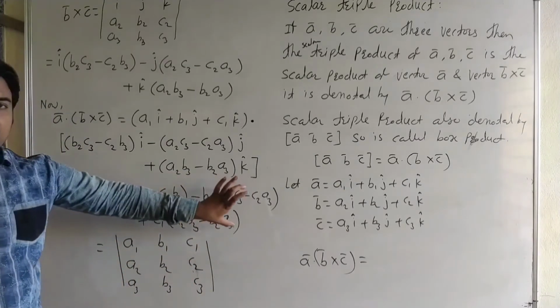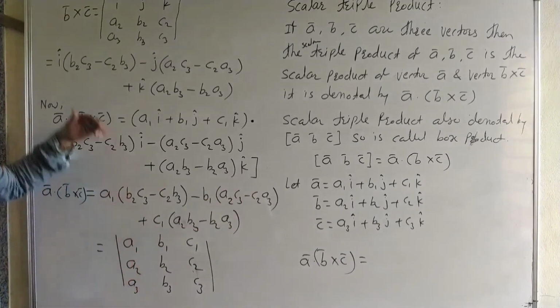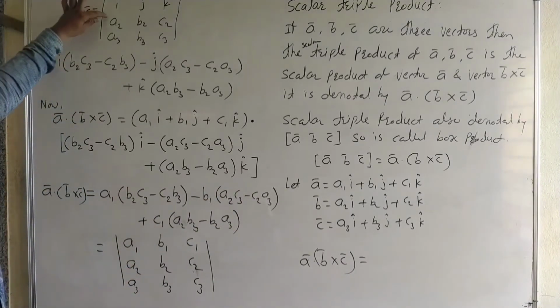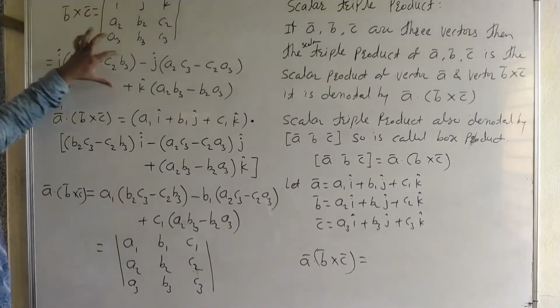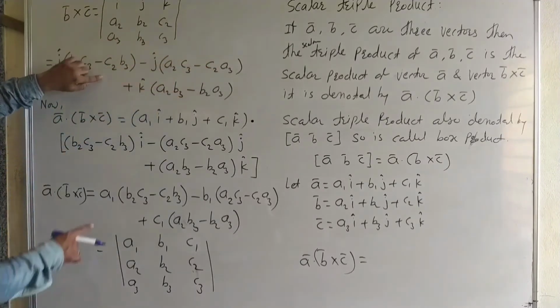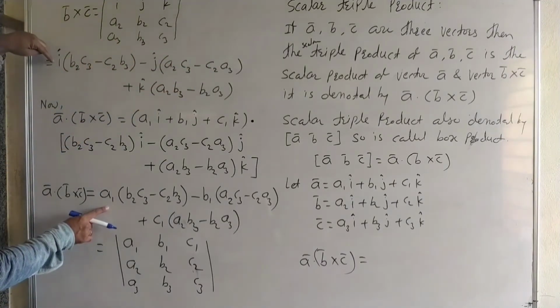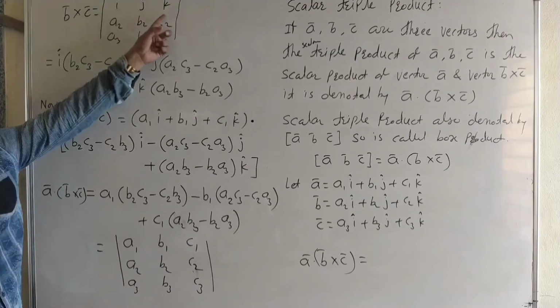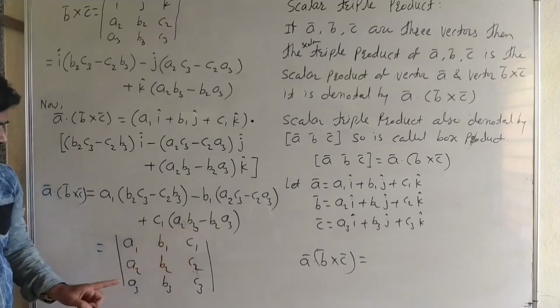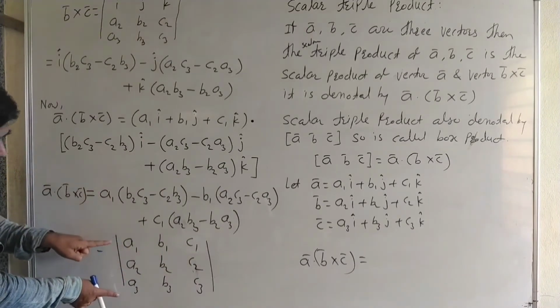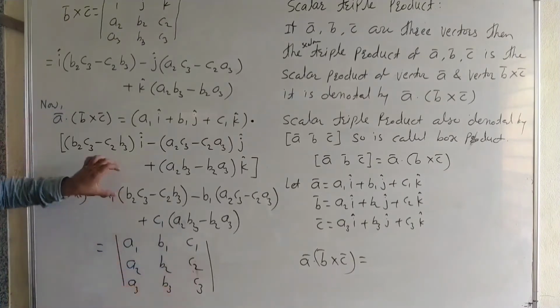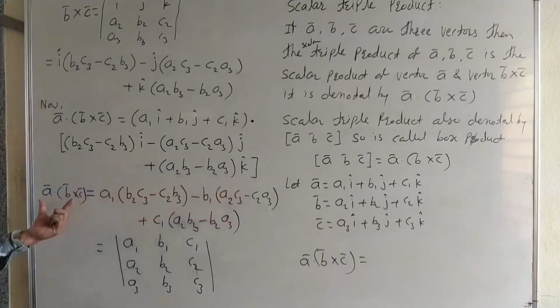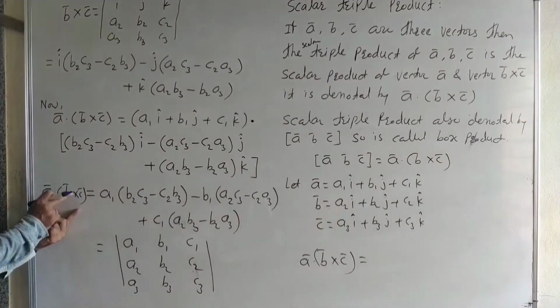Here this expression can be written in the form of determinant. Here we can take the cross product in the determinant form, we get this expression. Then in this determinant we replace I, J and K by A1, B1 and C1. Then this expression can be written in the form of the determinant. When we solve this determinant we get this, and it is the triple product of A bar, B bar, C bar.